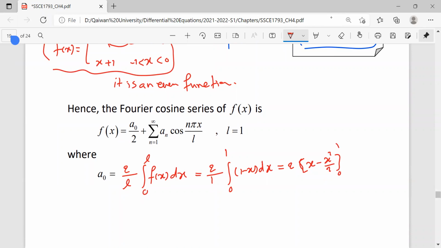If we replace by 1, we get 2 times 1 minus 1 over 2, then minus 0. This equals 1. Here we get one half in the bracket, multiplying by 2 is 1. A naught is 1.